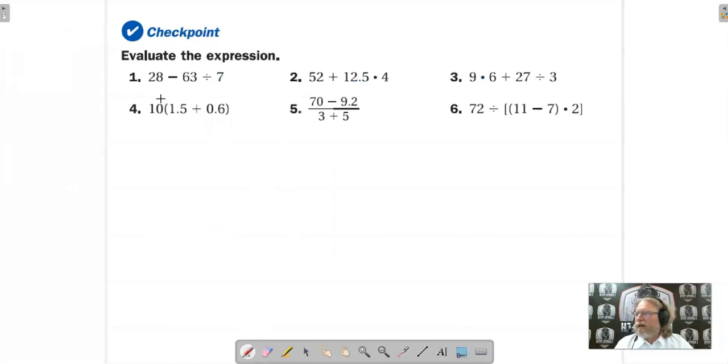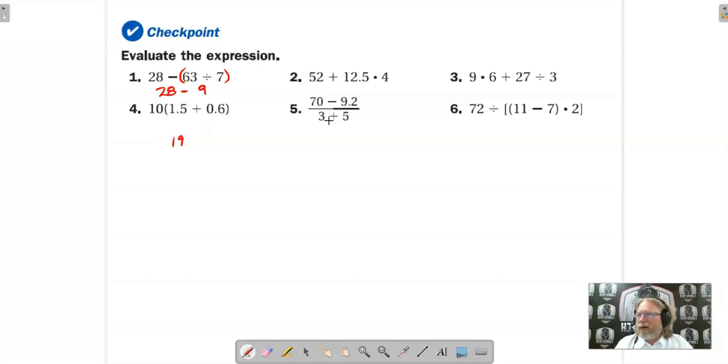On this one here, we don't want to take 63 and subtract it from 28 first. We first have to do the division, and then subtract that from 28. So 63 divided by 7, well, I know my 9s pretty well, and I know that 7 times 9 is 63, so 63 divided by 7 is 9. Then 28 minus 9 is going to give me 19. So the answer for number 1 would be 19.